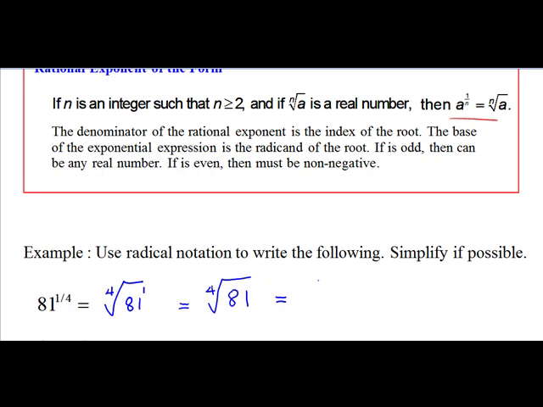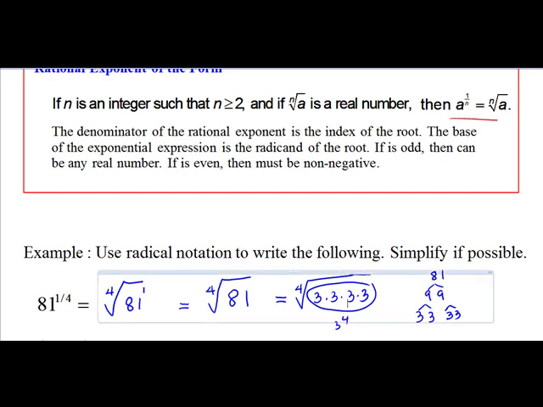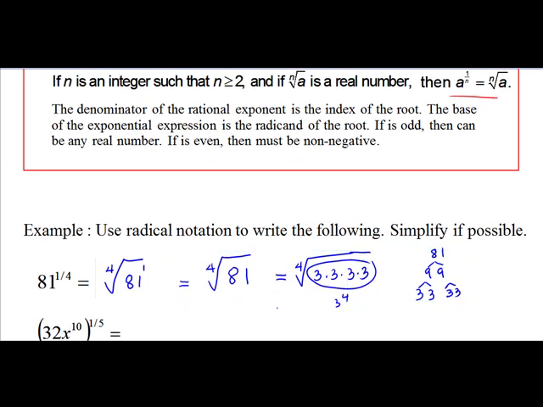The answer is 3. If you cannot see that, the easy way to do it is to break 81 down into 9 and 9. 9 is 3 times 3, and this here is also 3 times 3. So the fourth root of 81 can be rewritten as 3 times 3 times 3 times 3. So you see I have 3 to the 4th power is 81. Therefore the fourth root of 81 is equal to 3. So here's the answer.